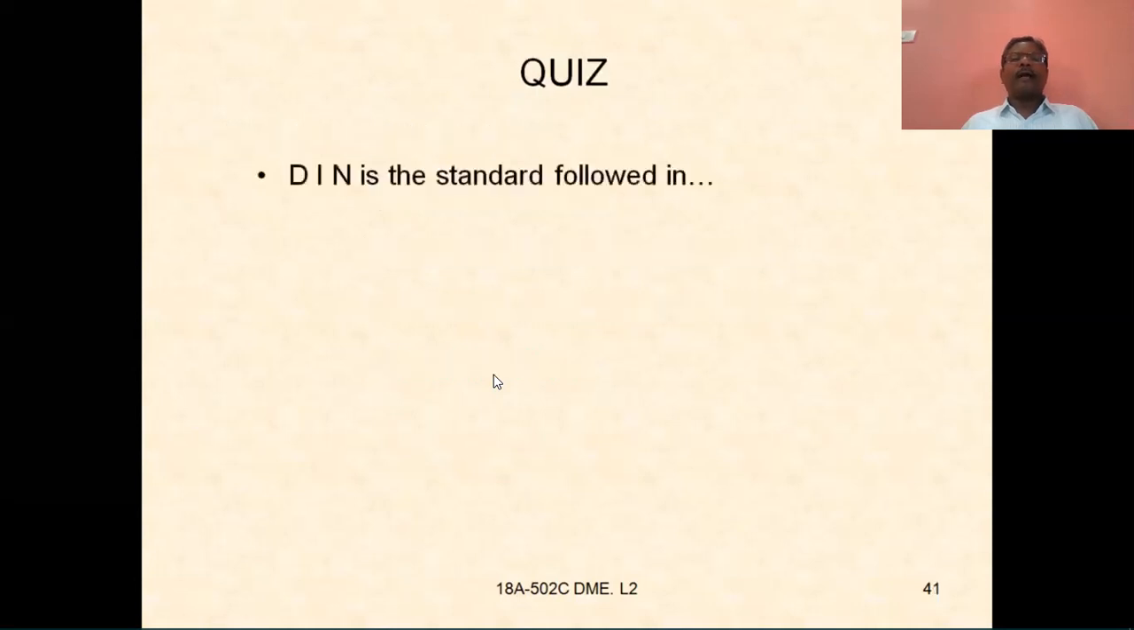And next, DIN is the standard followed in India, Germany, USA, or UK. Let us select a suitable answer. India uses BIS, USA uses SAE and AISI, and UK uses BS. So only DIN is the German standard. DIN are the German standards, so the answer is B.